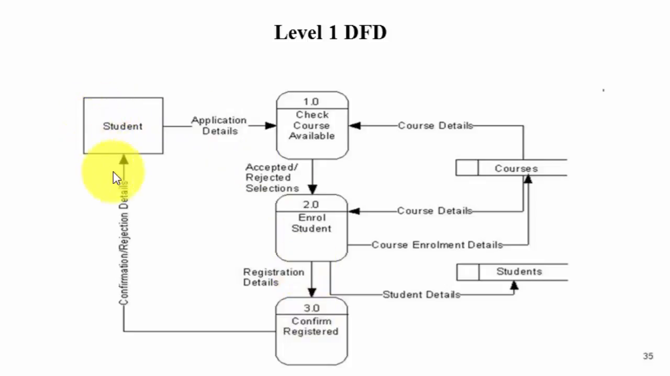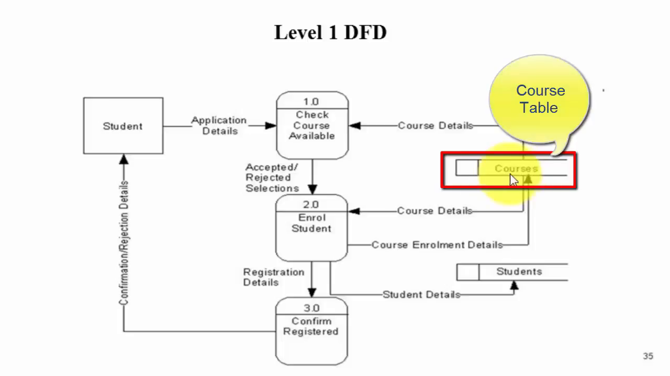And here we have an entity called student who is the source of the data. There is a data flow here, and the student is sending the application details. Student will generally give application details to this particular process called check course available. Now what this process will do, it will talk to a data store called courses. As I told you earlier, a data store is a repository of data.